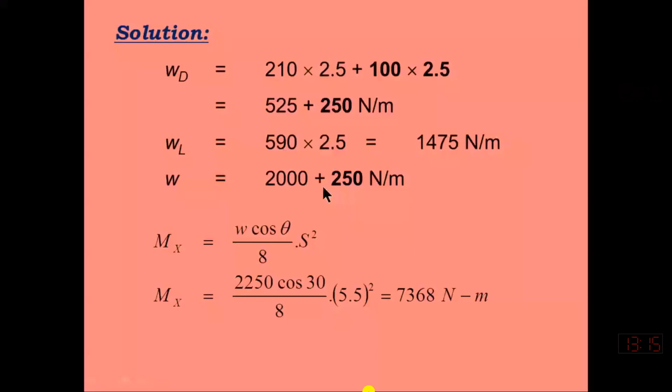Total load will be the summation of the live load and dead load: 1475 plus 525 is equal to 2000, plus 250 is the self weight. That is the total load. Again, we are keeping the self weight separately. While computing the moment about x-axis, whether we use one sag rod, two sag rods, or no sag rod, sag rods are not constraining the bending about x-axis. So the moment about the x-axis is independent of the number of sag rods, and is equal to omega L square by 8.